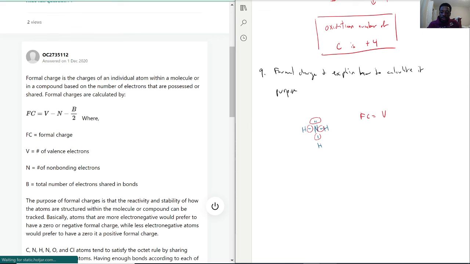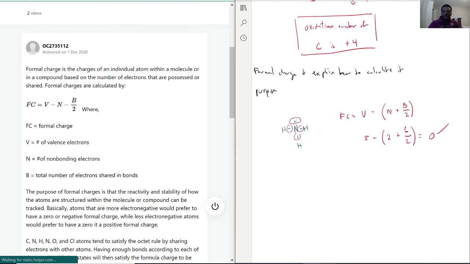And then here it's actually sharing in total. If you counted each bond as 2 electrons, 6 electrons is sharing, divided by 2. So you have here that the formal charge of nitrogen is indeed 0. Okay, so that's perfect. That's just an example of what it does.